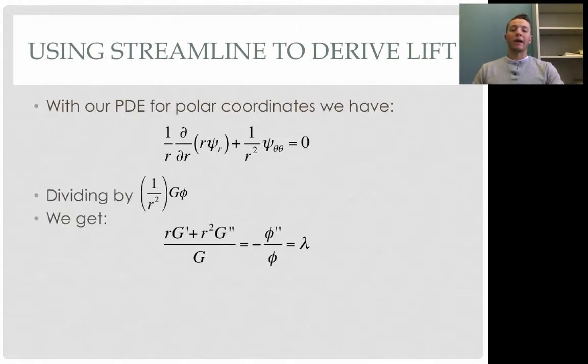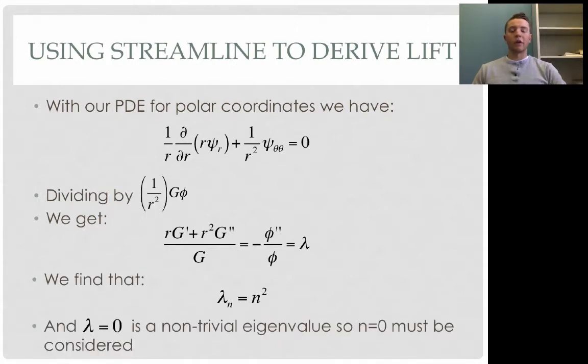If we divide by 1 over r squared g phi, we will get r g prime plus r squared g double prime over g is equal to negative phi double prime divided by phi. In order for these to be equal, if we have a function of g equaling some function of phi, they have to equal some constant, and we're going to call this constant lambda.